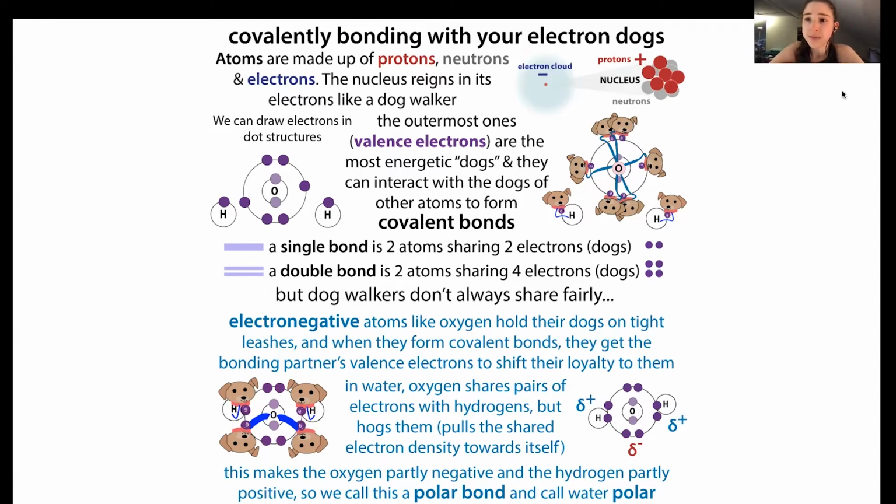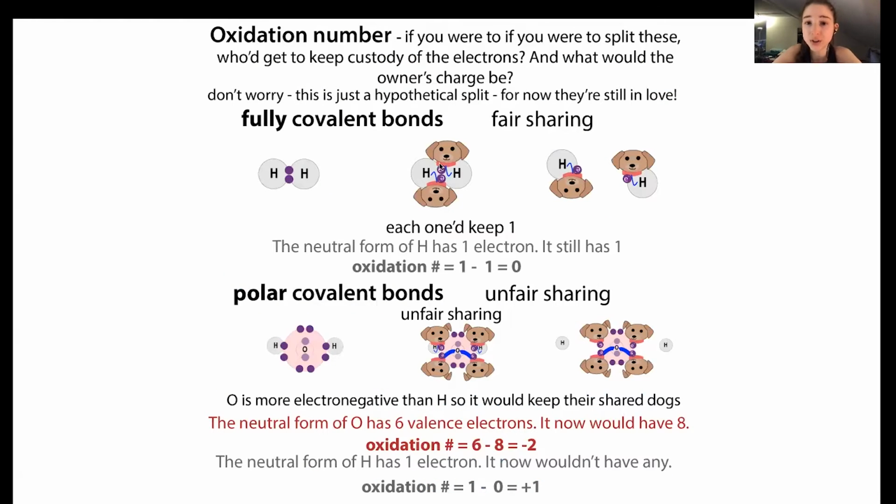And if you have leash pullers with different powers when you form a bond, this gives you something called polarity. You have a polar bond. If you have two of the exact same thing that bond together, they're going to share their electrons evenly. But if you have things that don't share fairly, then they're not going to share equally. This is what happens when you have a difference in electronegativities, such as between oxygen and carbon and between oxygen and hydrogen. And we can use a term called an oxidation number to say who gets more electrons.